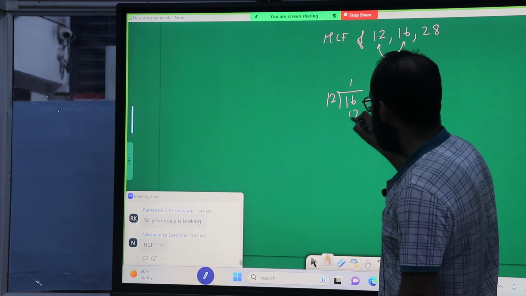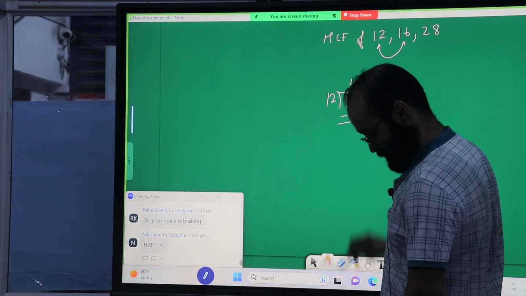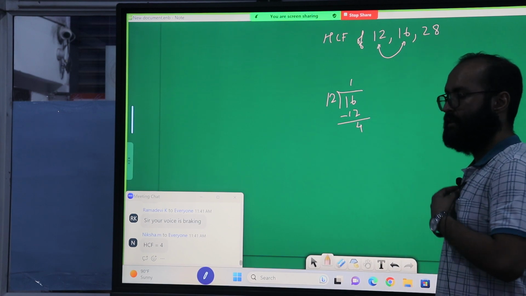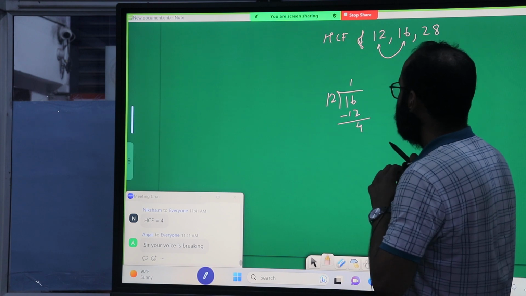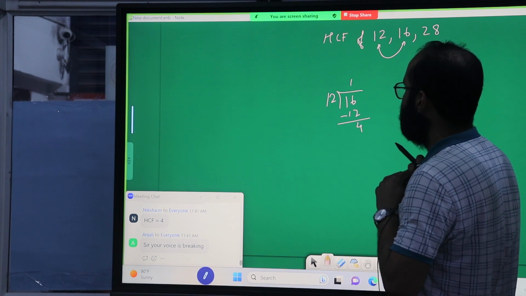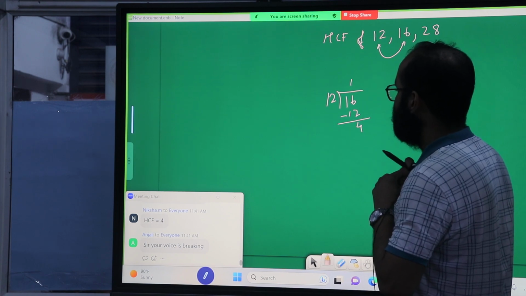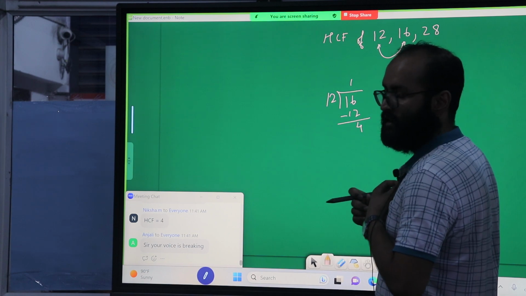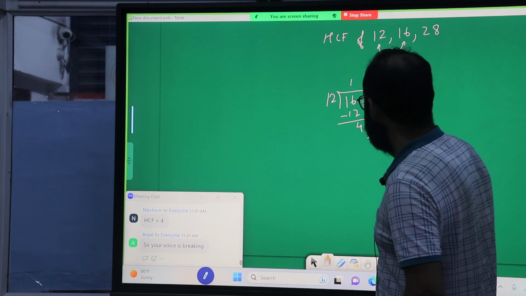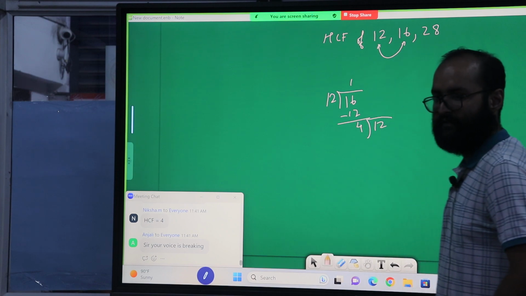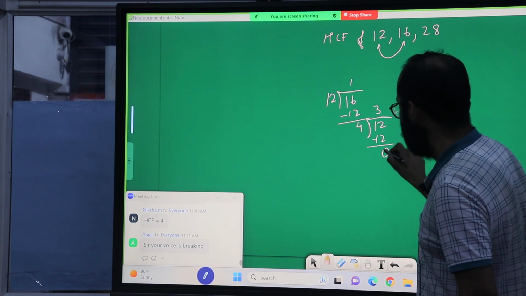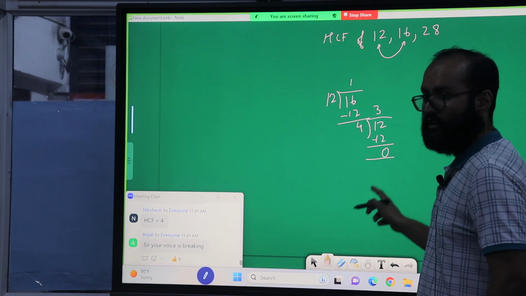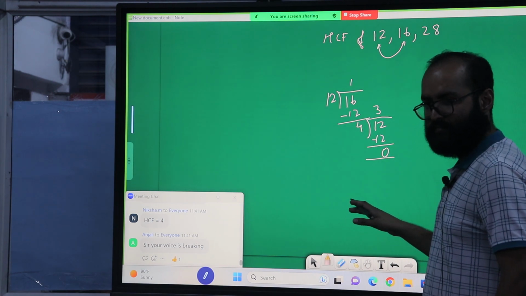12 ones are 12. Remainder? 4. Isn't it? Remainder is 4. So now this remainder will become the new divisor. 4 will become the new divisor, and the old divisor will become the new dividend, 12. So now 4 3s are 12. The remainder is 0. When you get the remainder 0, you will end the method.